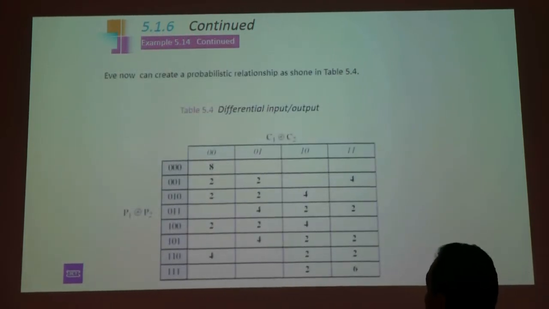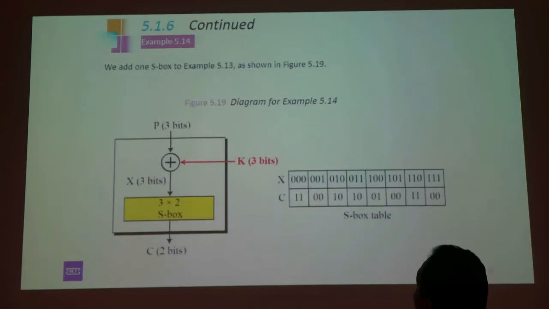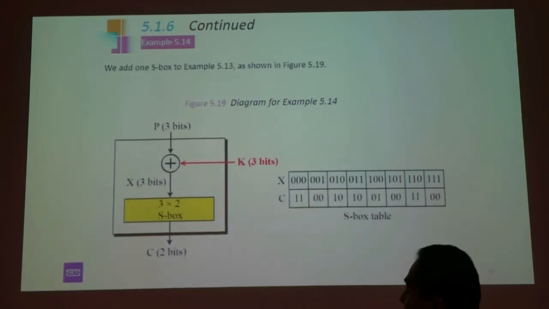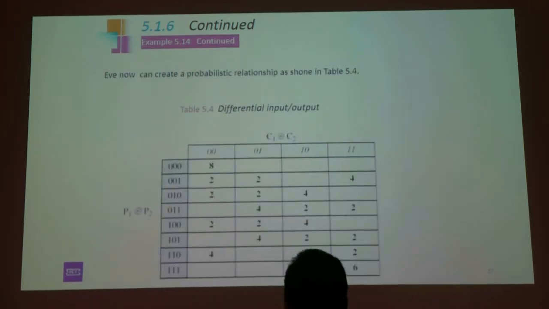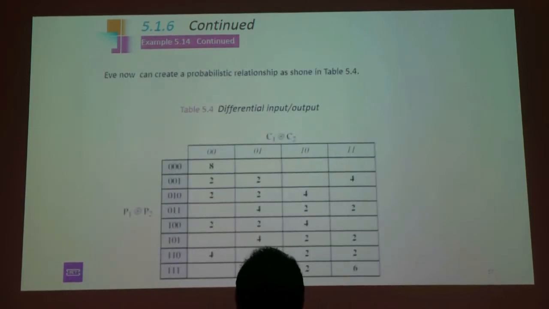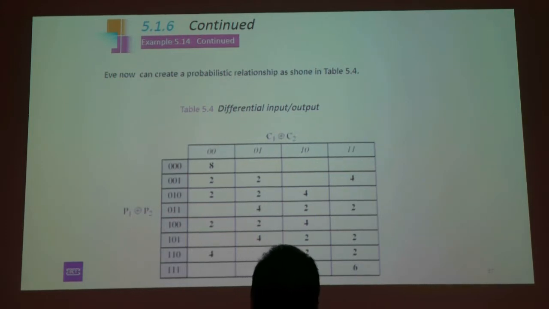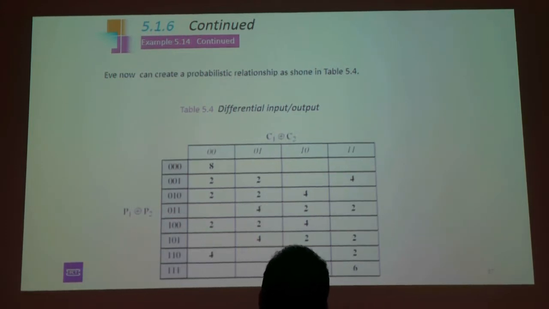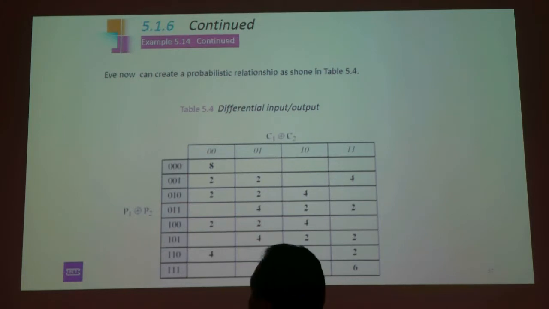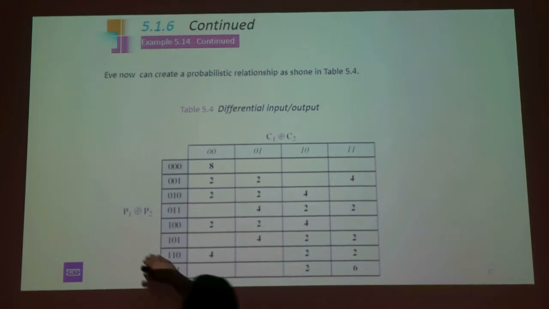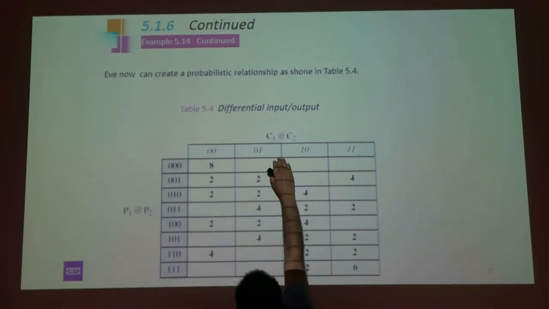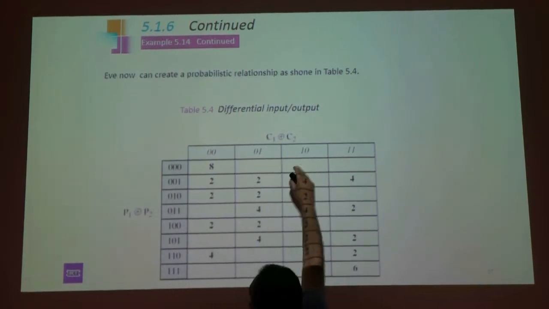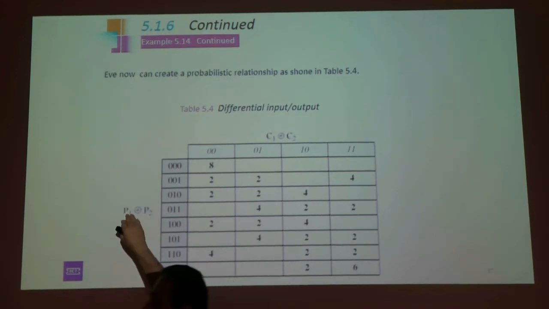So in differential analysis, basically you're trying to collect statistics. For example, Eve can now create a probabilistic relationship as shown. If I do plain text XOR plain text, the output is ciphertext XOR ciphertext. So what is the size of the plain text?